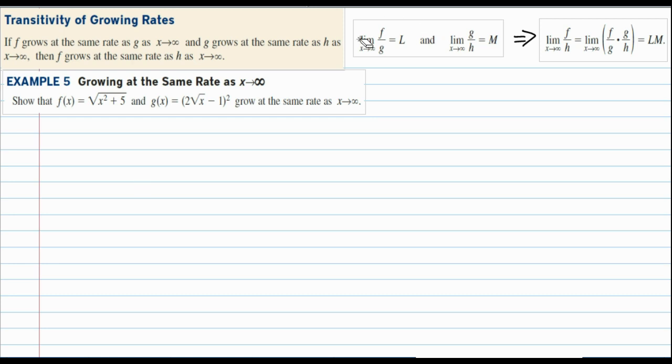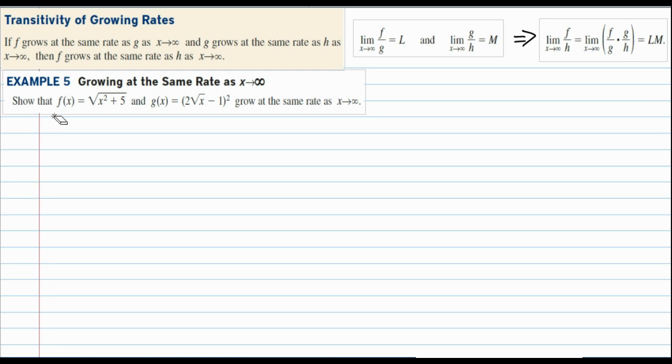And our general strategy will look like this. The limit as x approaches infinity of f over g will be a constant. The limit as x approaches infinity of g over h will also be a constant. So then the limit of f over h, the numerator over denominator, will equal f over g times g over h. So L times M.